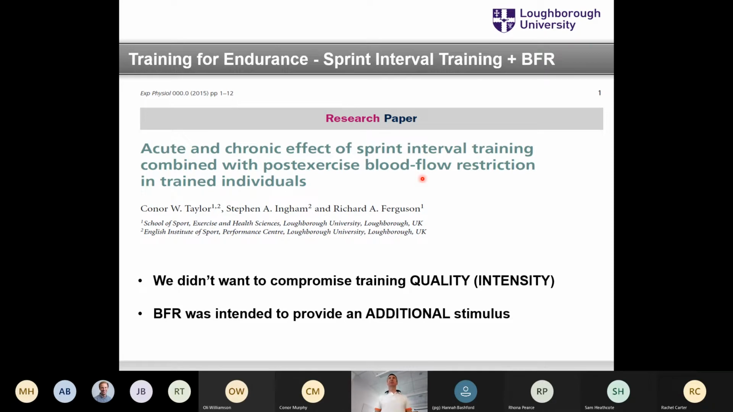The idea of using sprint interval training for this model was that there's a good body of evidence around sprint interval training from Marty Gibala's work. So there's a lot of knowledge around the adaptive response to sprint interval training and so on. And it's a very easily controllable training bout. Whether athletes do it or not, we can discuss that later. But the idea is that we didn't want to compromise the training quality, in particular the intensity. So it wasn't going to be a low load endurance type exercise intervention.